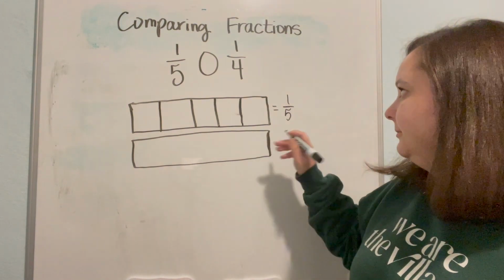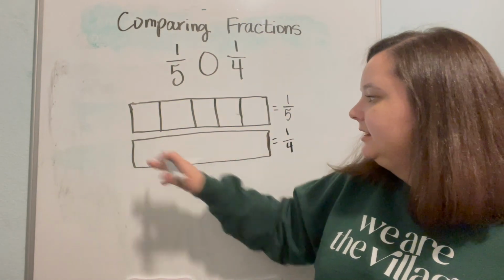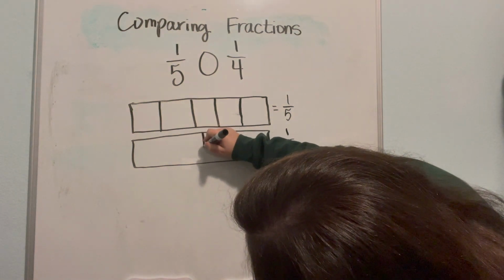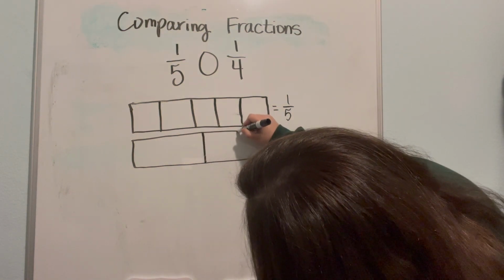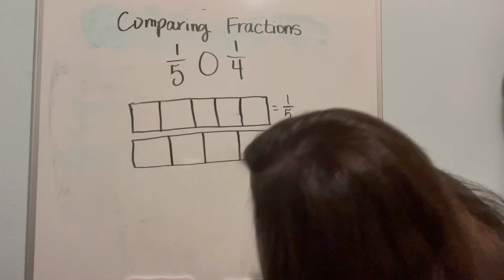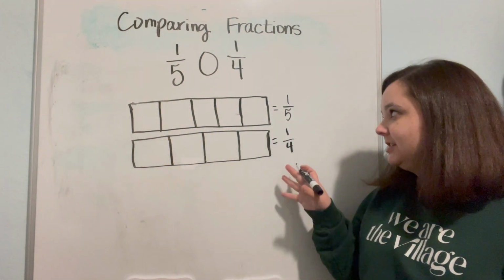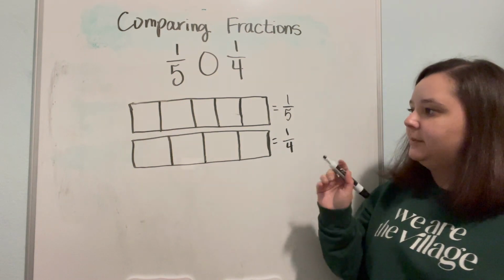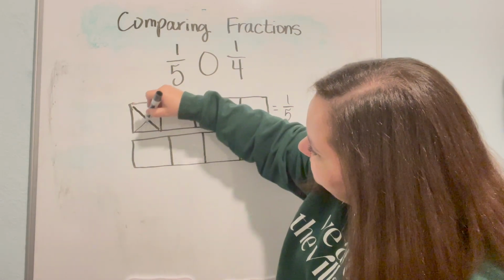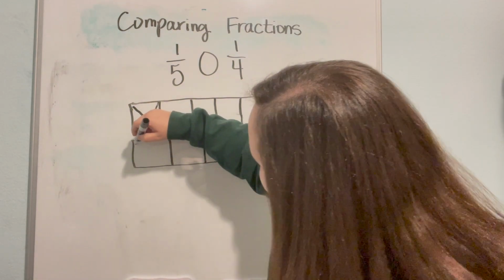Now I'm going to do my 1/4 on the bottom. So 1/4 means I need to have 4 equal pieces in here. Since it's fourths, I'm just going to split it in half. And then split it in half on both sides. Now, I need to shade in the parts of the model that are represented by our fractions. So we have 1/5 up here. I'm just going to draw an X to show that I'm taking this piece. And down here we have 1/4, so I'm going to also draw an X in this one piece.